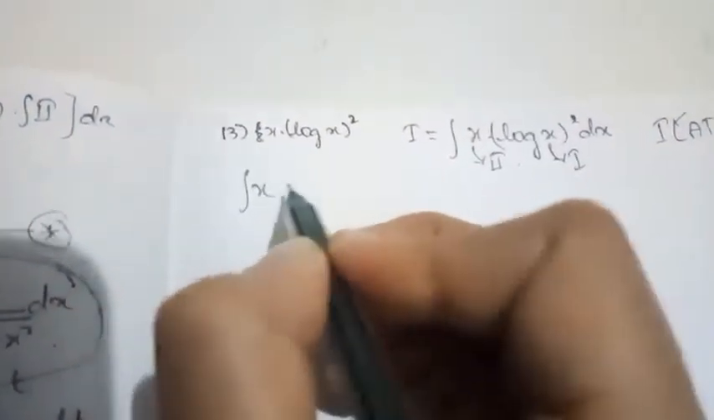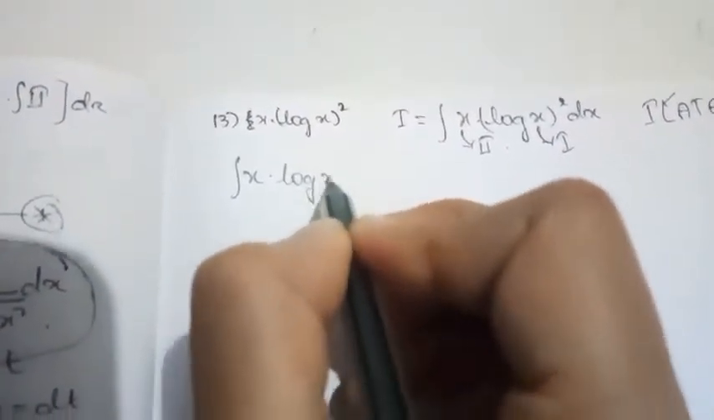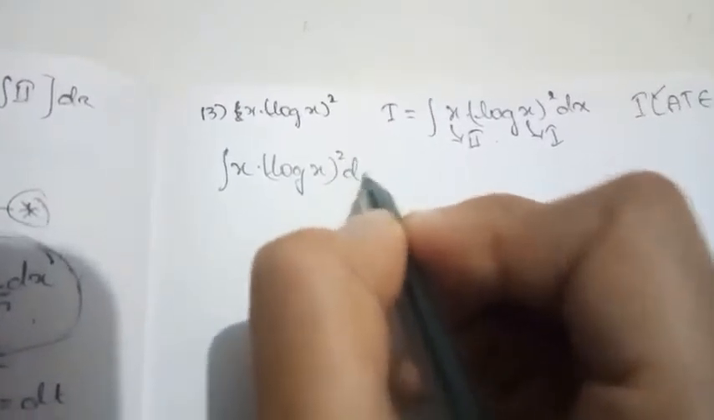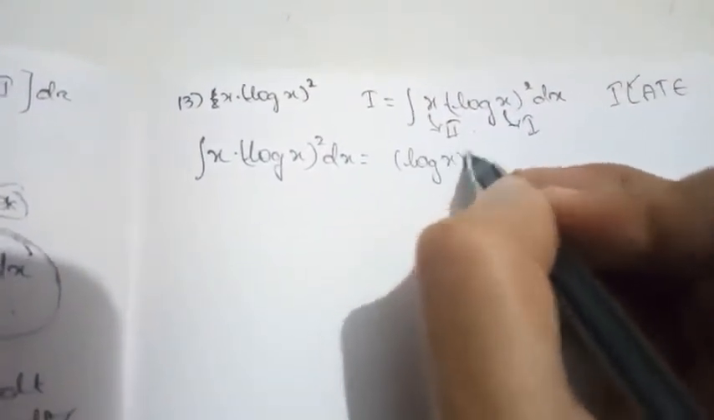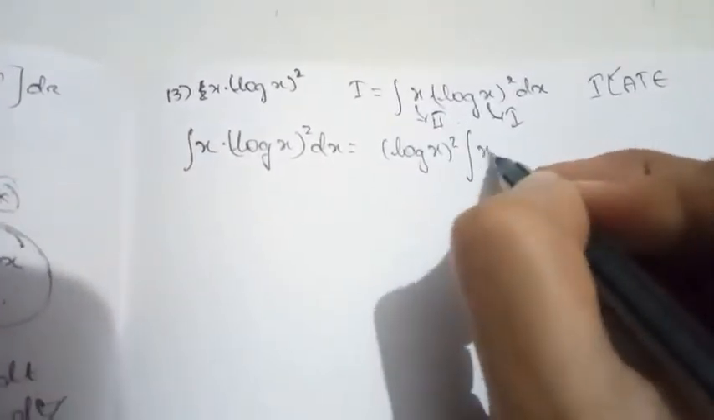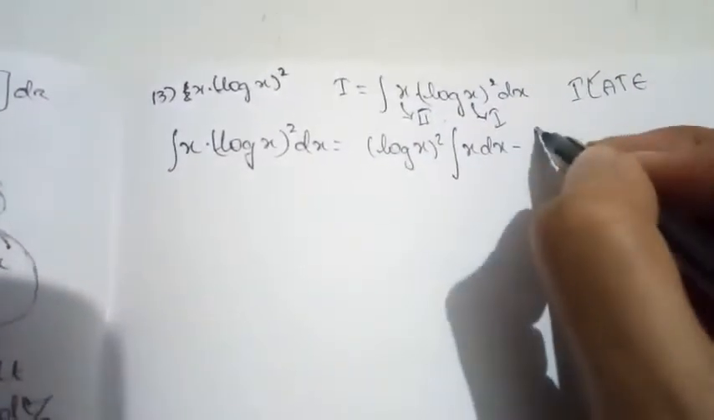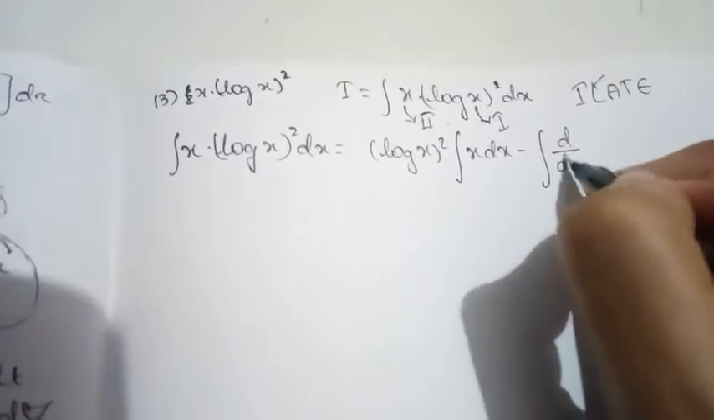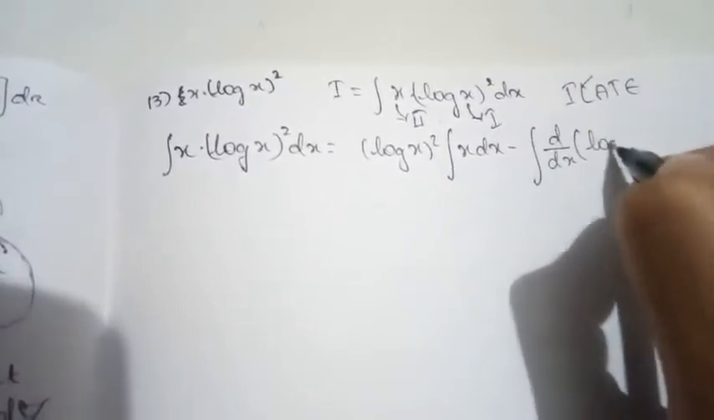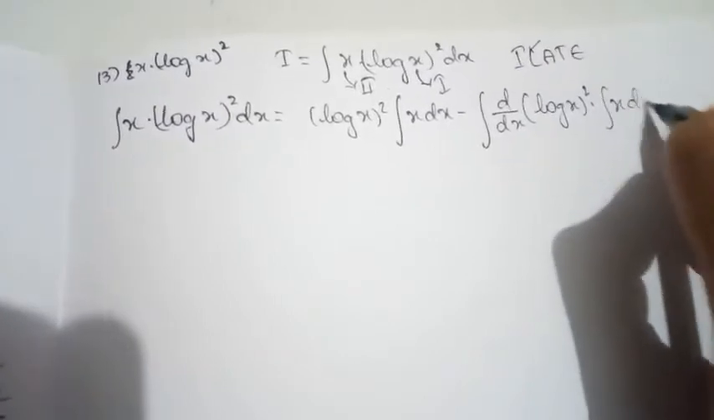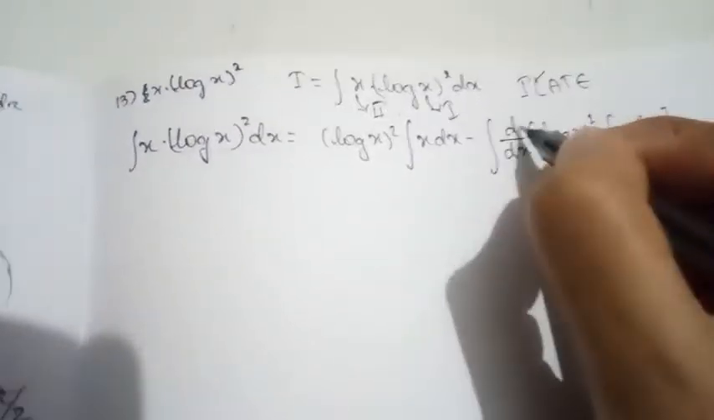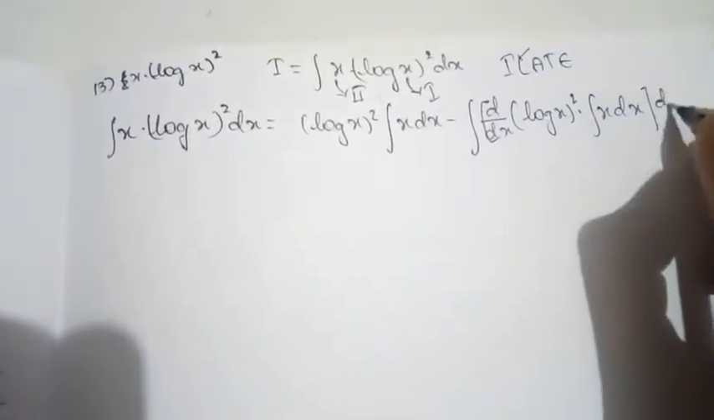So the integration of x into log x whole square dx is equal to the first function, that is log x whole square, into the integration of the second function, minus the integration of the differentiation of the first function, that is log x whole square, into the integration of the second function. So this is what it is going to be.